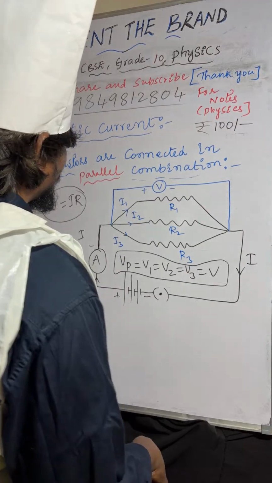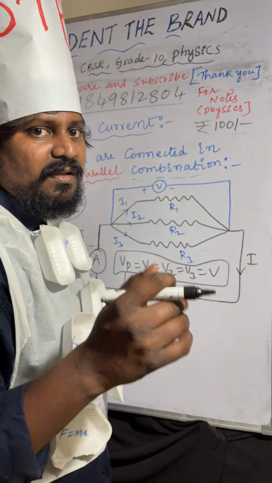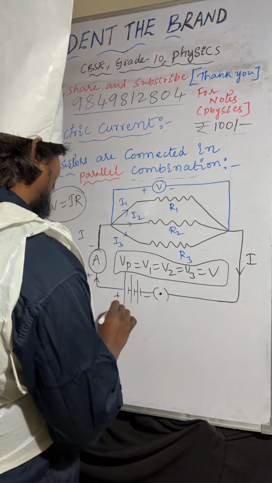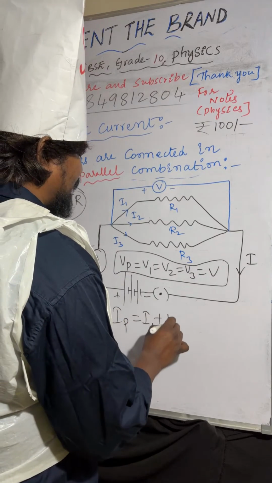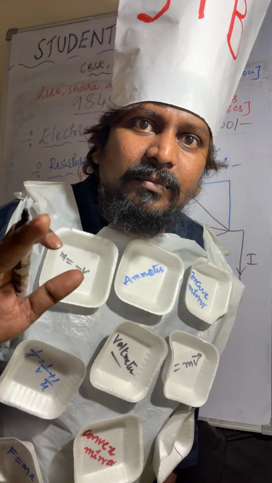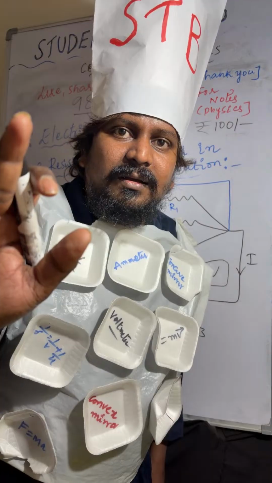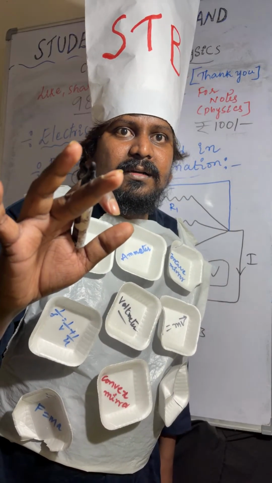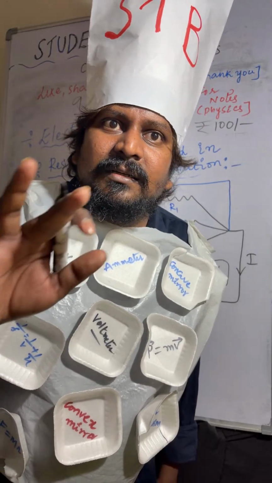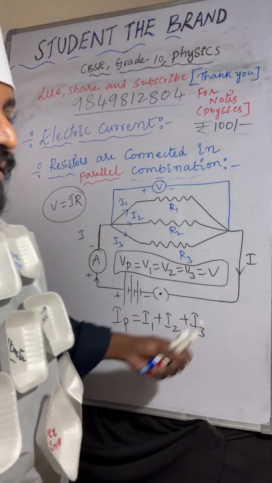Okay, so now you can observe in this case that the potential difference is the same. Now current is different. So then Ip equal to I1 plus I2 plus I3. The potential difference is the same, but the current is different.